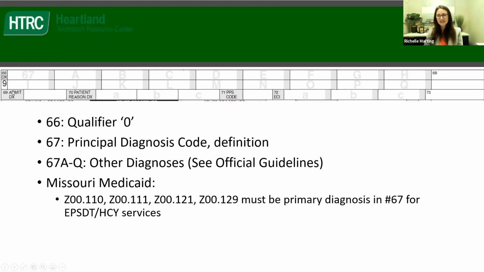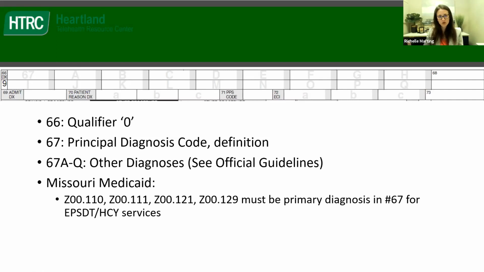The diagnosis fields look very similar as they do on the CMS 1500 form, and right up here in this field 66, on this example, they put a 9, and that would indicate that we're using ICD-9 CM codes. This would be a 0 for the vast majority of your services now, where we're reporting ICD-10 CM codes. And then field 67, where it's kind of shaded out here, that represents the principal or the first listed diagnosis code.